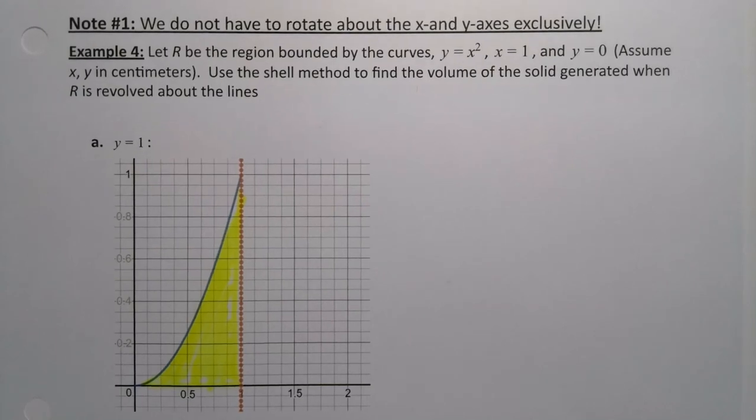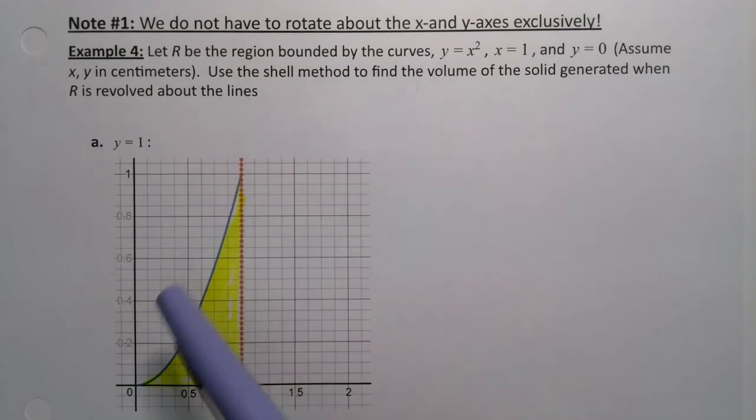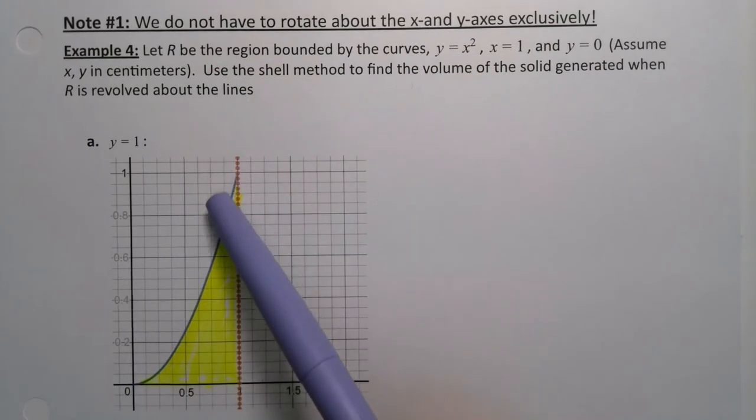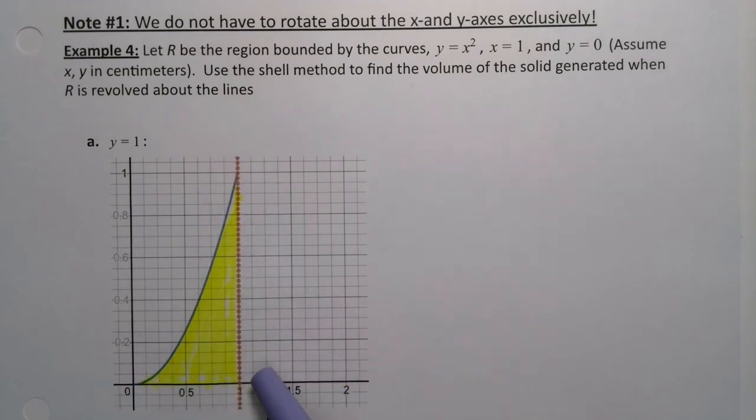Of course, we do not have to rotate exclusively around the x or the y axis. We can rotate around all sorts of different vertical and horizontal lines. So we want to let R be the region bounded by the curves y equals x squared, which is that curve right there, x equals 1, which is that vertical line, and y equals 0. So this region that I've shaded here. Assuming x and y are in centimeters.